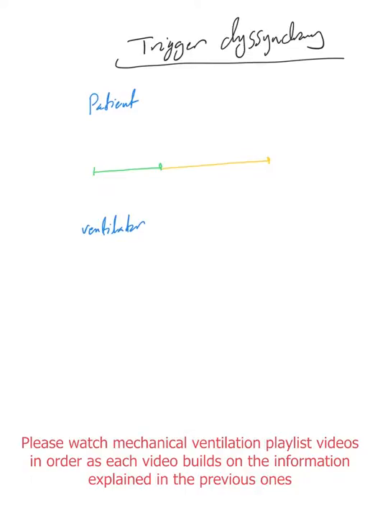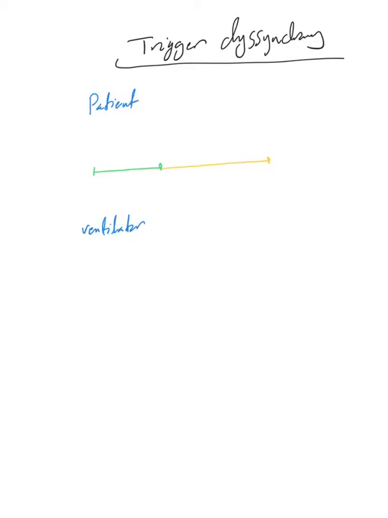Okay, let's go into more details with the trigger dyssynchrony. And as we said, we can have either the patient trying to trigger the ventilator, but the ventilator is not getting the signal.